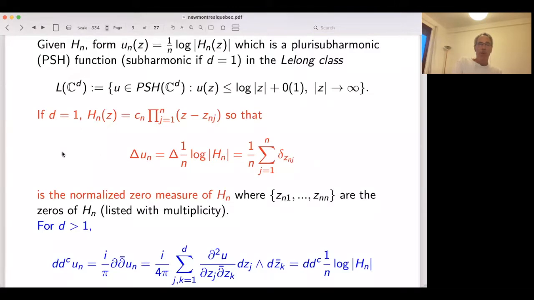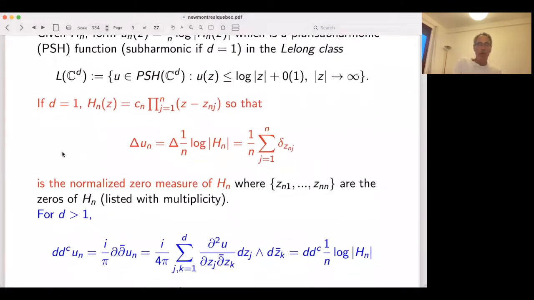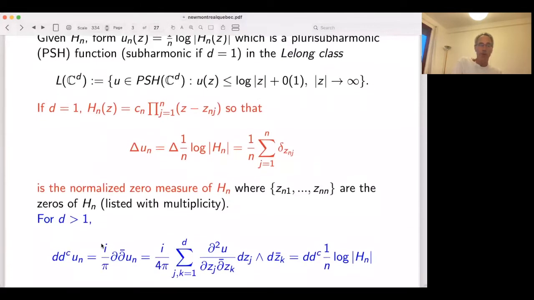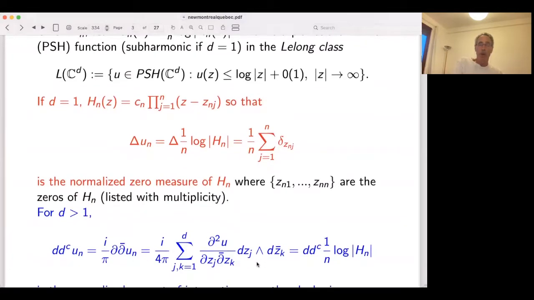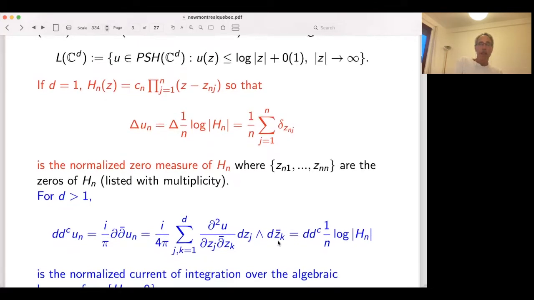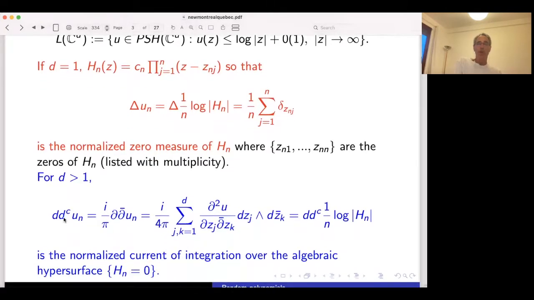And if you're in higher dimensions, the appropriate operator to look at associated with this function u_n is what we denote as dd^c of u_n, or more precisely, 1 over pi times curly d d-bar of u_n. This is a (1,1) current whose coefficients of dz_j wedge dz_k-bar are just the elements of the complex Hessian matrix of u. And this dd^c of u_n is the so-called normalized current of integration over this algebraic hypersurface, or the zero set of H_n.